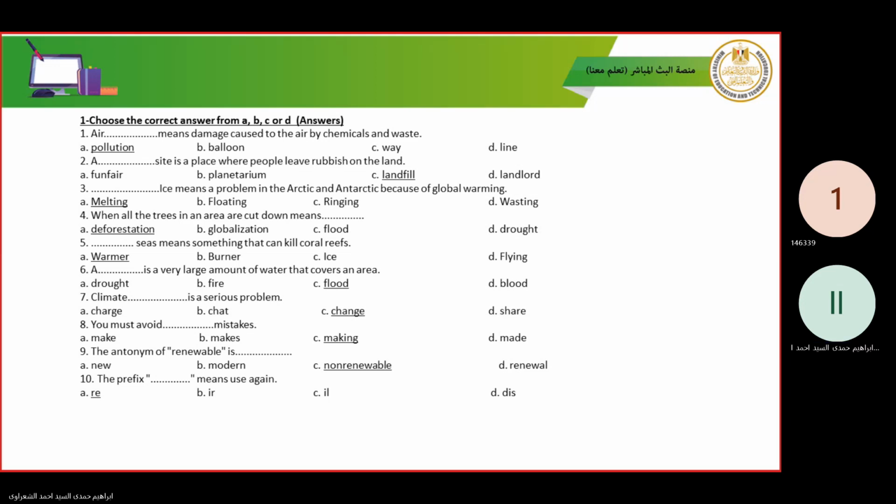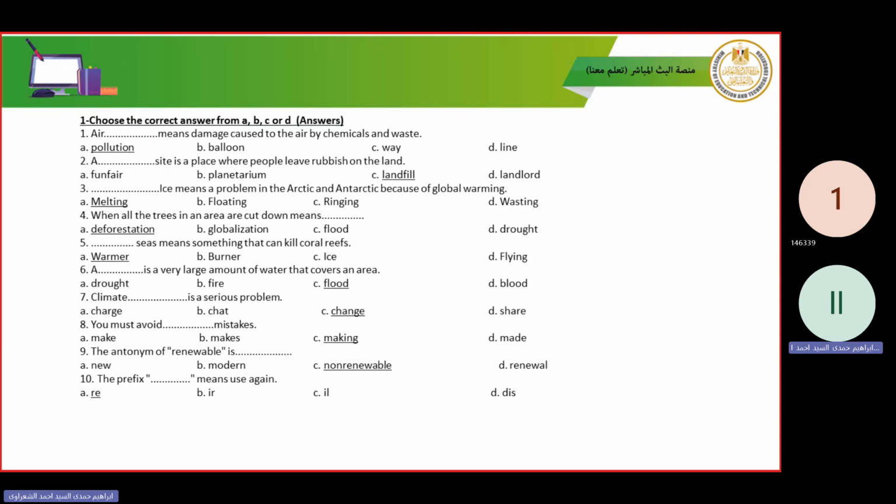طبعا melting ice ده occurs due to ايه؟ بيحصل بسبب ايه؟ برضه بسبب climate change and the global warming اللي هو continuous rise of temperature. Right. Number four, when all the trees are down, deforestation, cutting down the trees. Number five, warmer seas means something that can kill coral reefs. When the seas become warmer because of what? Because of dumping wastes and polluting the water.